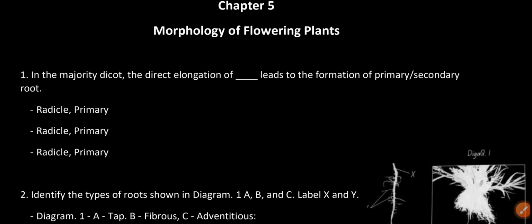Chapter 5, Morphology of Flowering Plants. In the majority of dicots, the direct elongation of the radicle leads to the formation of the primary root.